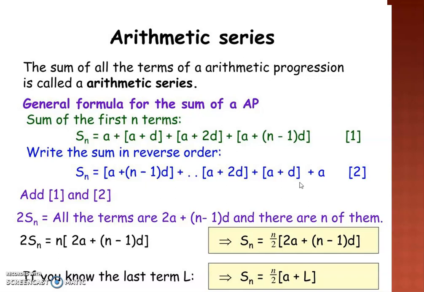Okay, so if you write 1 plus 2 plus 3 plus 4 plus 5, or 5 plus 4 plus 3 plus 2 plus 1 in reverse order, it will give you the same sum. So the sum is not changing. We have just written it in reverse order. Now if you add both these, you will get 2 times Sn, 2 times the sum.